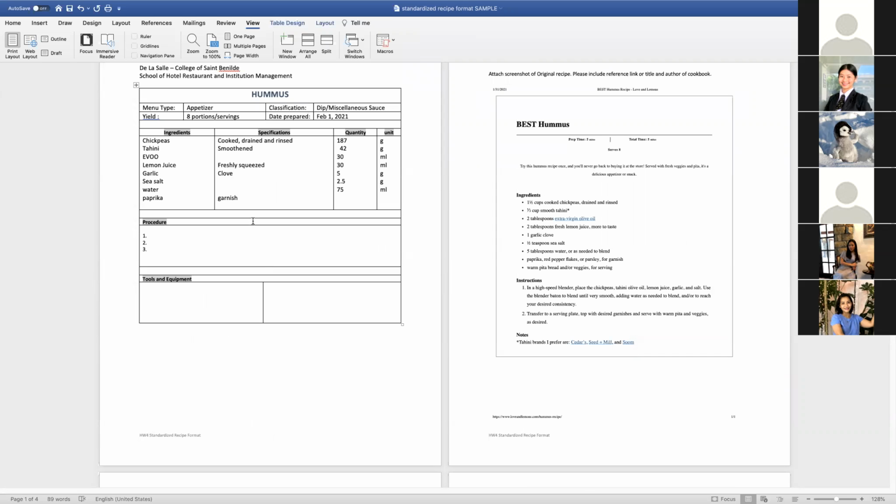Warm pita bread. Depending on the recipe you're using, if it does not specify any quantity, just leave it as is. In this case it does not say anything, so you can leave the quantity column blank. Remember, you're just transferring this and putting it in a standardized recipe format.